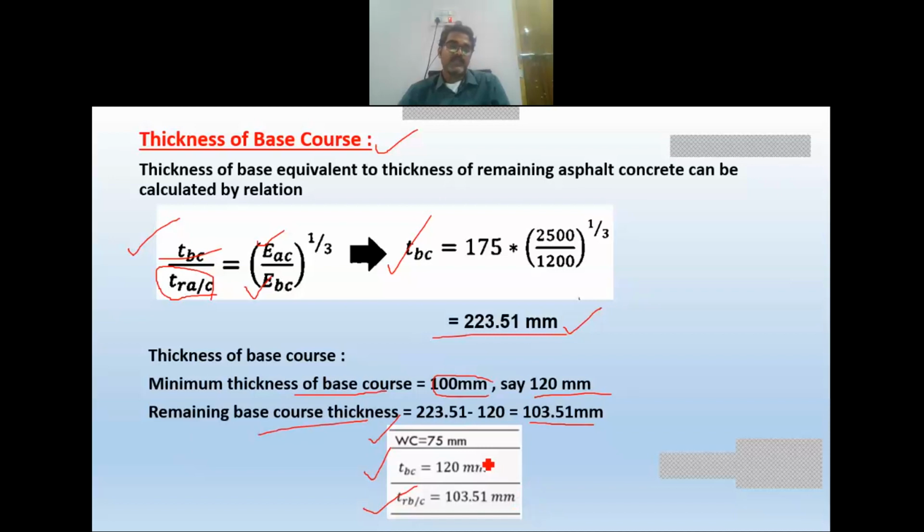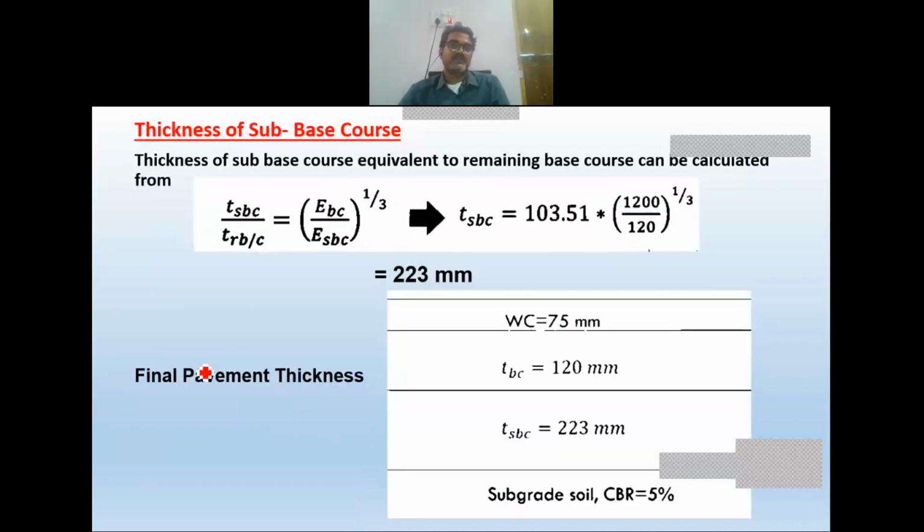But however, there is one more layer thickness pending, that is the thickness of sub base course. Then we'll see how to calculate the thickness of sub base course. Right. Now, because I know the elastic modulus of sub base course and the elastic modulus of base course, the thickness of sub base course can be calculated by using this expression. Now in this expression, the remaining thickness of base course is known, this is known, and this is known. Therefore, thickness of sub base course is equal to 103.51 into 1200 by 120 or 1 by 3. So it is 223 mm.